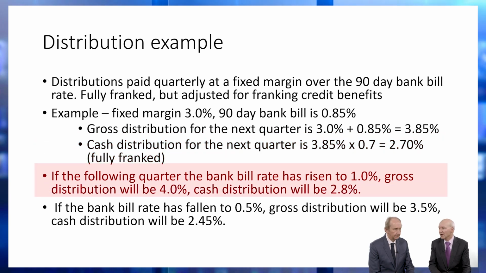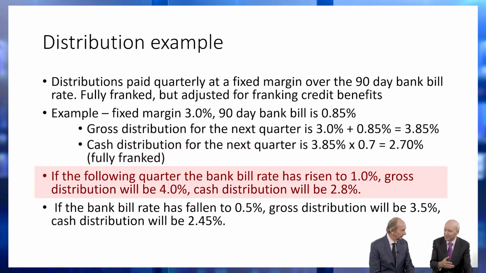All right. Now, if on the following quarter the bank bill rate has gone up, let's say the market just thinks interest rates are going up a touch, and it's risen to 1%, the gross distribution for that quarter would then be 4%. That's the 1% plus the 3%. And the cash distribution will be 0.7 of that, which would be 2.8%.